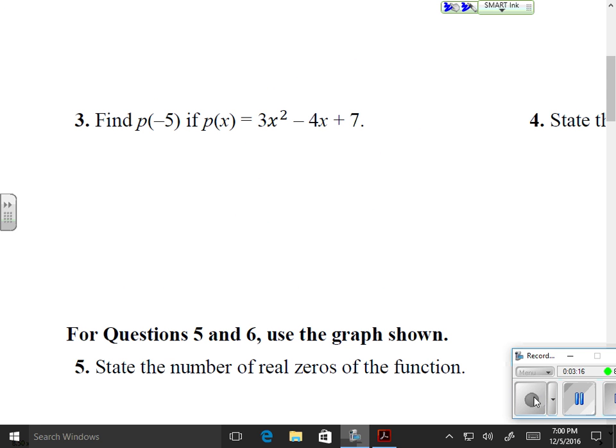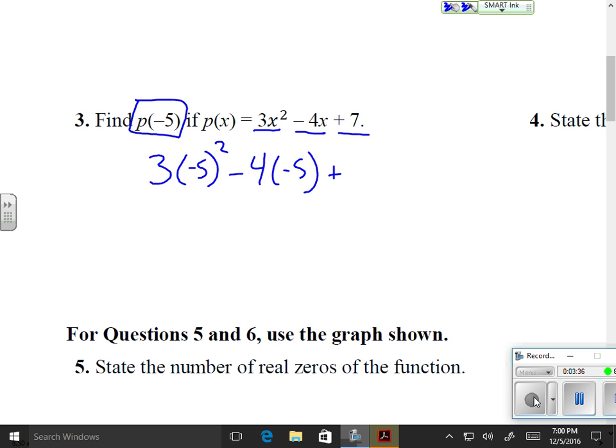Problem 3, we need to find p of negative 5 when our function p is defined as 3x squared minus 4x plus 7. So negative 5 will be what we substitute in for x. Simplify the next step, it would be 3 times negative 5 squared would be 25. And then negative 4 times negative 5 would become a positive 20. And then a plus 7.